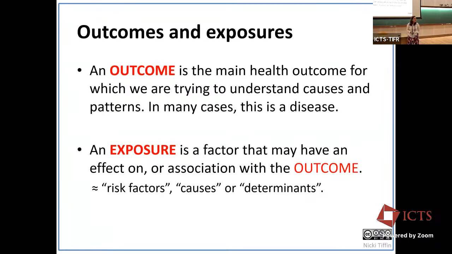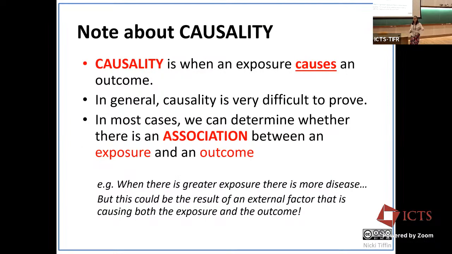This has also been mentioned previously, but it's not a bad idea to go over it. We talk about different terminologies, and I always find it interesting moving between the worlds of bioinformatics, machine learning, epidemiology, and clinical research, how we have different languages to describe the same things. An outcome is the main health outcome for which we're trying to understand causes and patterns. For health research, this is often a particular disease. And an exposure is a factor that may have an effect on or association with the outcome. These are sometimes called risk factors, causes, determinants. The language is ever evolving.